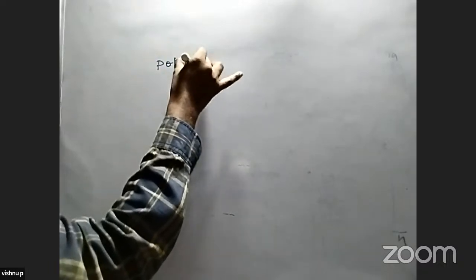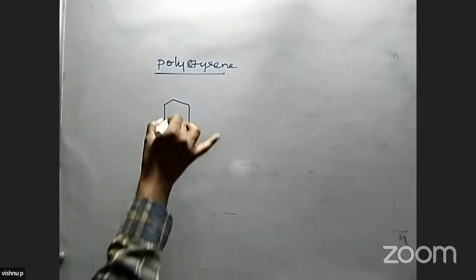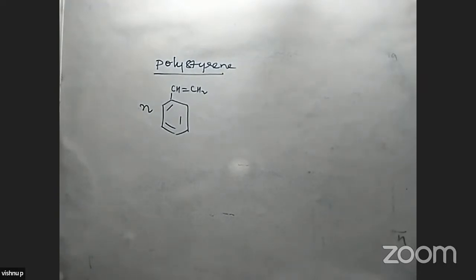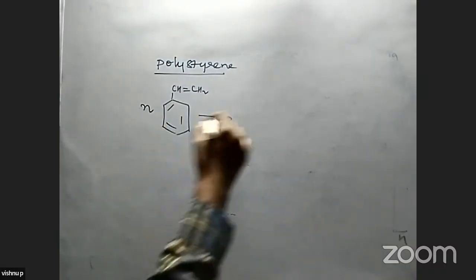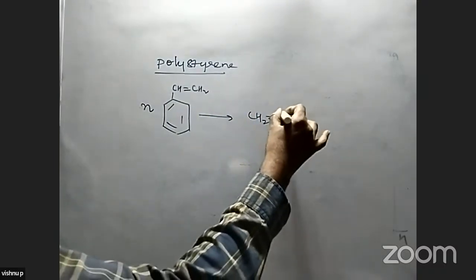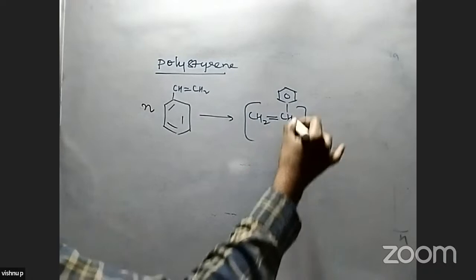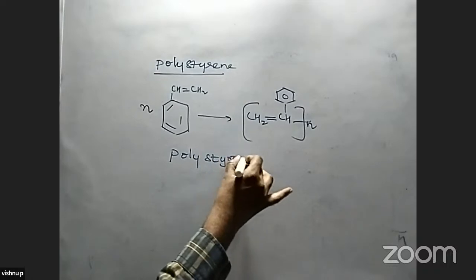And one more, the next is polystyrene. What is this styrene molecule? A benzene ring with a vinyl group is called a styrene molecule. N number of molecules of styrene are involved in the polymerization process. So, what type of polymer is formed in this reaction? Here, the benzene ring with n number of molecules, this type of polymer is called polystyrene.